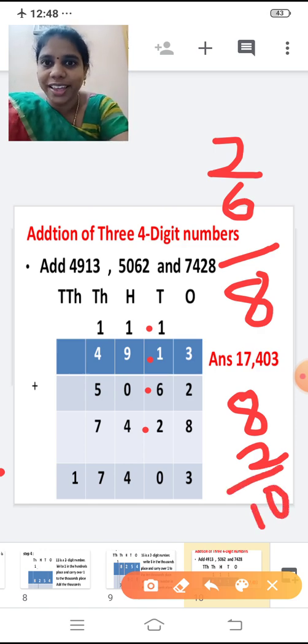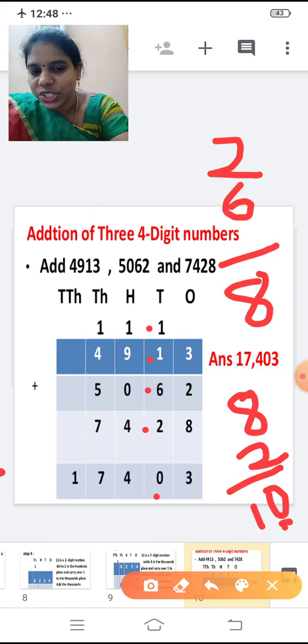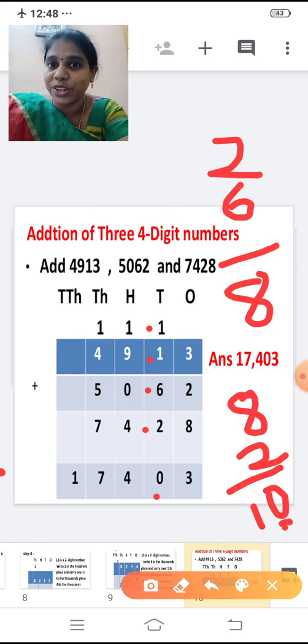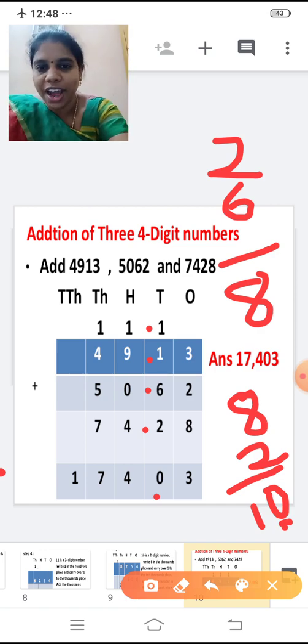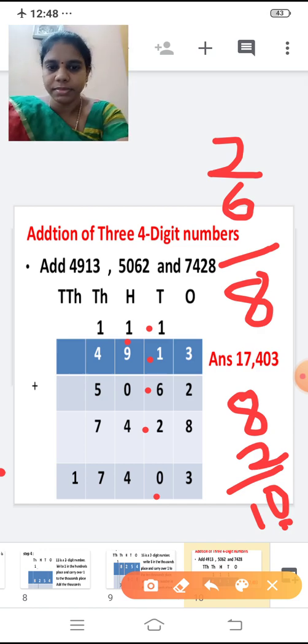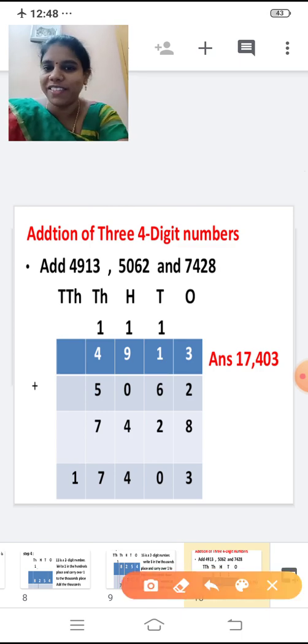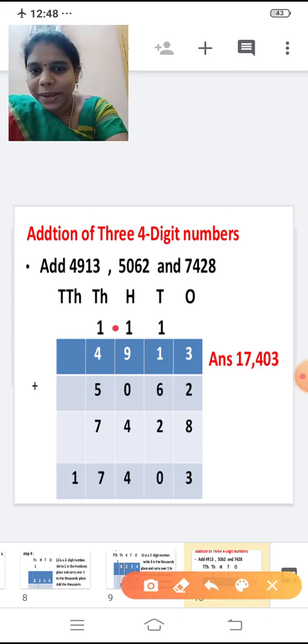Again, this is also a 2-digit number, isn't it? So write 0 here and the 1 should be carried forward to the hundreds place. Carry forward that 1 to the hundreds place. Now what we have to do? Now we have to add the hundreds place.